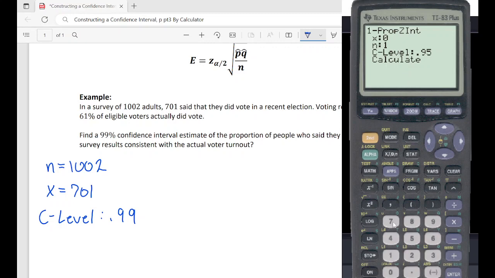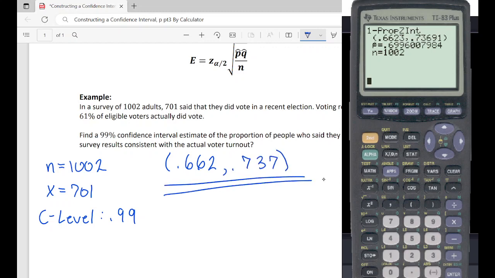So x is 701, n is 1002, and our C level is 0.99. Now hit enter, calculate, and there is our confidence interval, and I will be rounding to 3 decimal places. So our confidence interval, as you can see up here, is going to be 0.662 to 0.737. So there is our confidence interval, each one rounded to 3 decimal places.